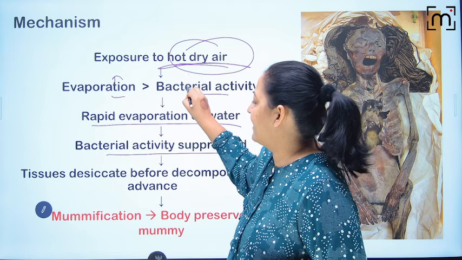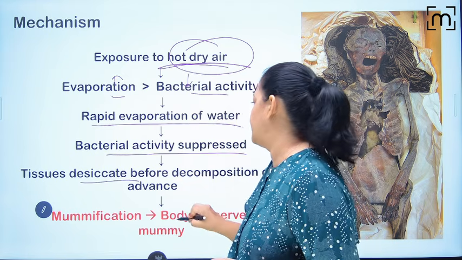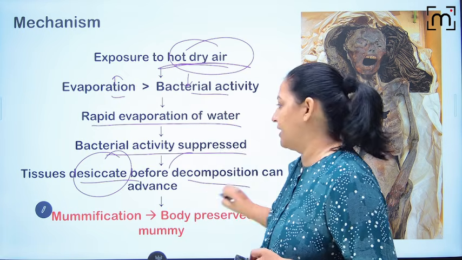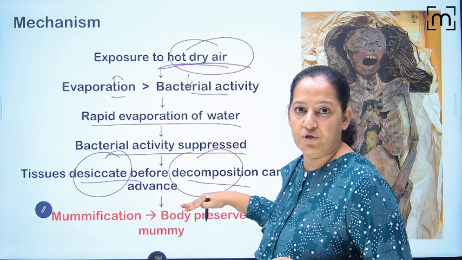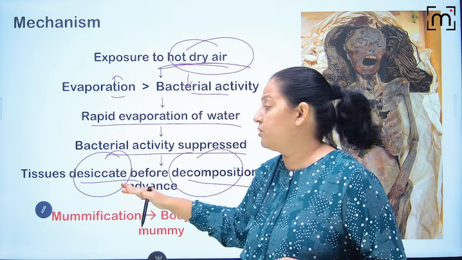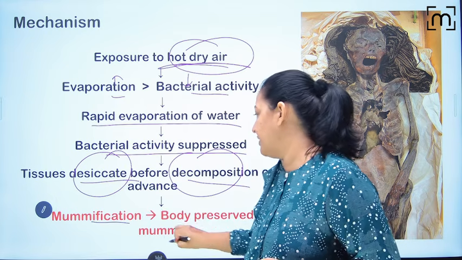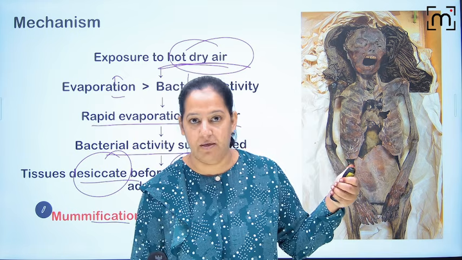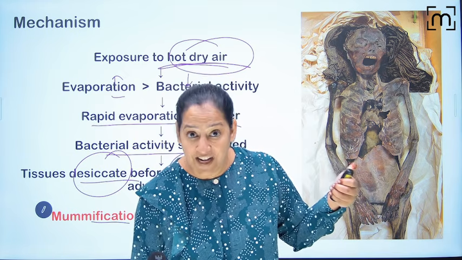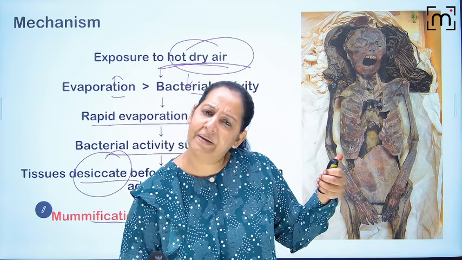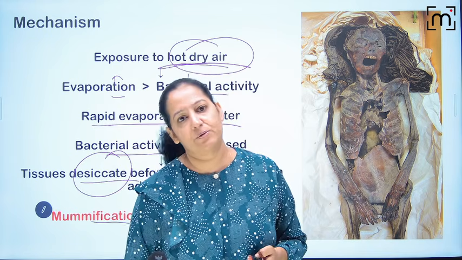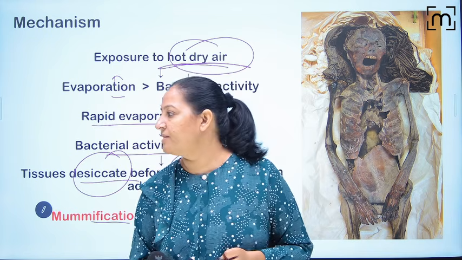Evaporation is fast, bacterial activity is low. So tissue desiccates before it decomposes. You have to learn this line. Tissue is desiccating before it is decomposing. Putrefaction decomposes the tissue, and this one is desiccating the tissue. So tissue gets desiccated and mummification occurs. I mean, the body converts into a mummy. This is known as mummification. A completely dry, dehydrated dead body is known as a mummy. This is known as mummification. Everyone got the mechanism? Give me a thumbs up.